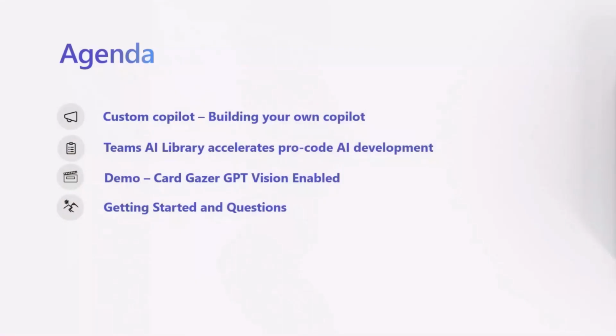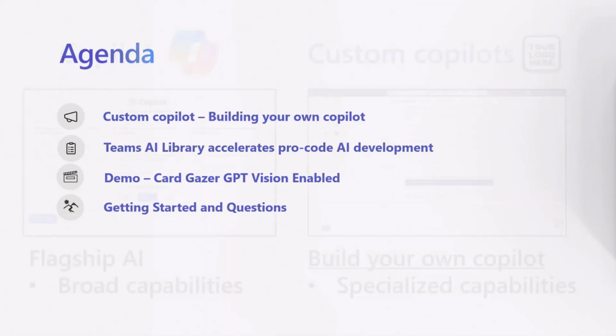So we're going to start out, again, diving into custom copilots, how you can build your own, and specifically how the Teams AI library can accelerate your pro code AI development for those custom copilots in Teams. I'll go through a demo using GPT Vision for Card Gazer. That'll be fun. And then I'll end with how you can get started and how you can contact me for more questions along the way.